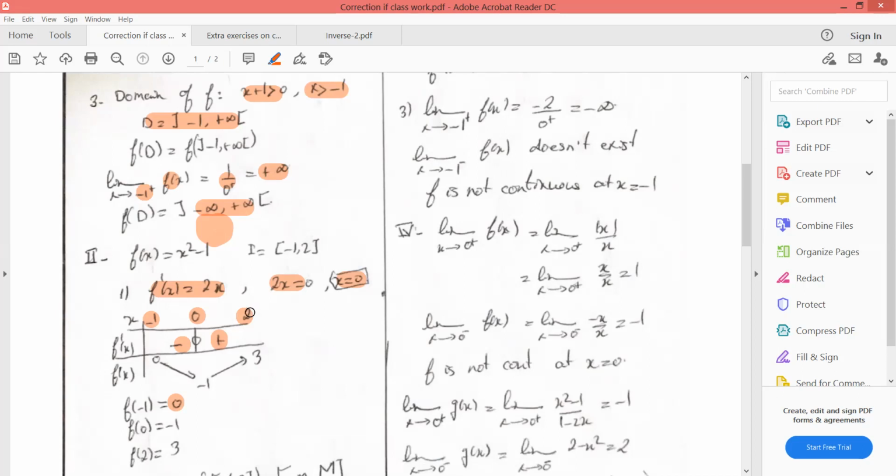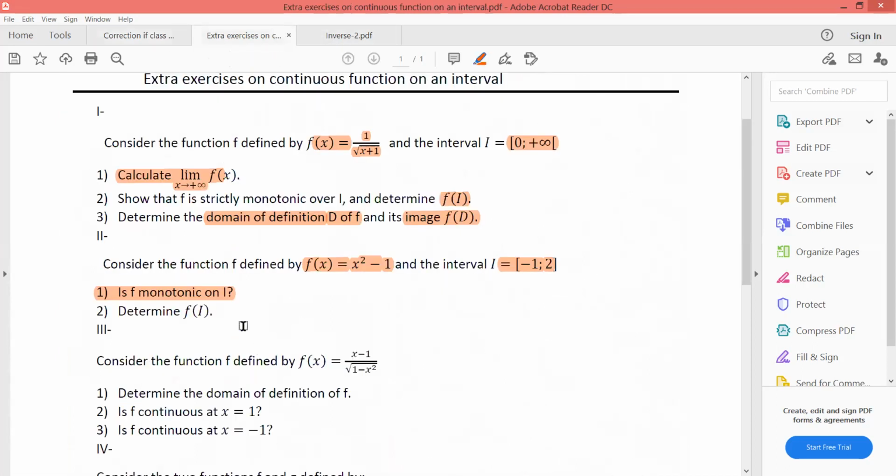Any questions? No. These are what we found: f of minus 1, f of 0, f of 2. Now we will use them in the second part. Okay. Determine f of I. How to determine f of I? Here the function is not monotone. How to determine f of I?